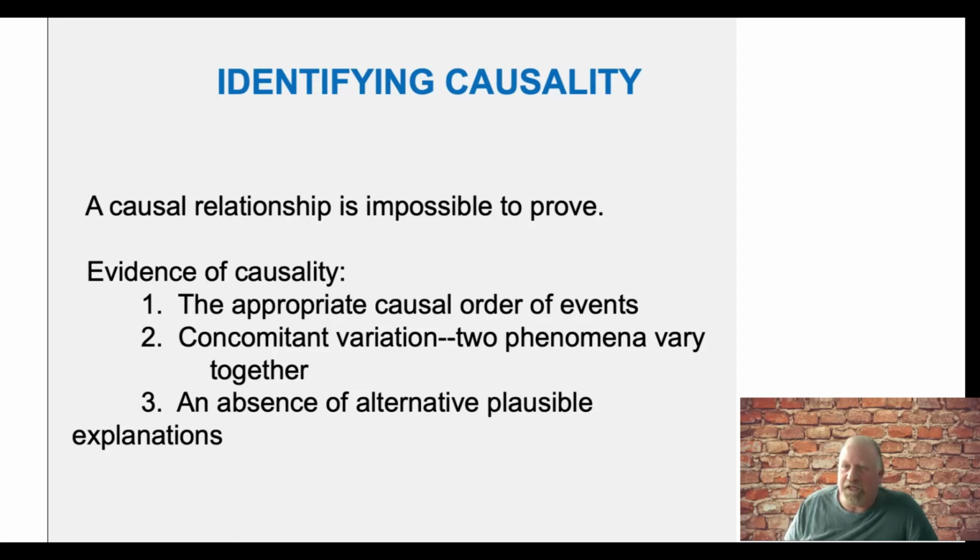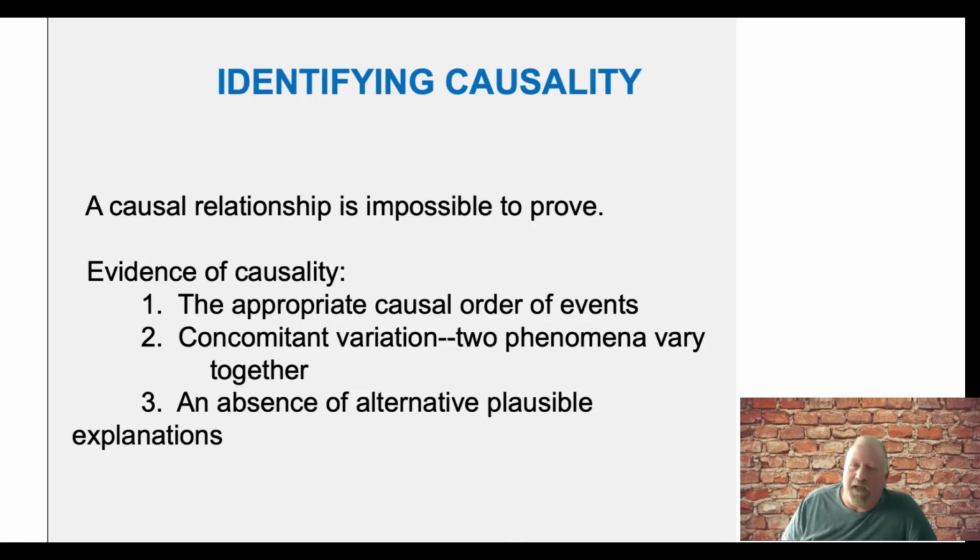I'll give you that example. Our company put out an advertising campaign for our restaurant. We start to see increased sales for our restaurant. It was definitely the appropriate causal order of events: ad campaign, increase in sales. We also saw concomitant variation. When we put out ad campaigns, we saw increases in sales.